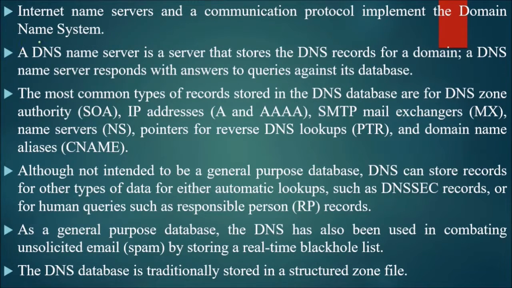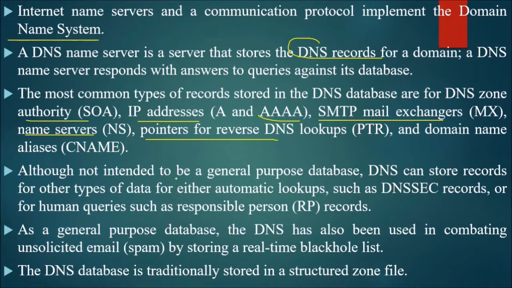Internet name servers and a communication protocol implement the domain name system, and a DNS name server is a server that stores the DNS records for a domain. A DNS name server responds with answers to queries against its databases. The most common types of records stored in the DNS database are the DNS zone authority, IP addresses, I'm going to tell you more about this, SMTP mail exchanges, name servers, pointers for reverse DNS lookups, and domain name aliases.